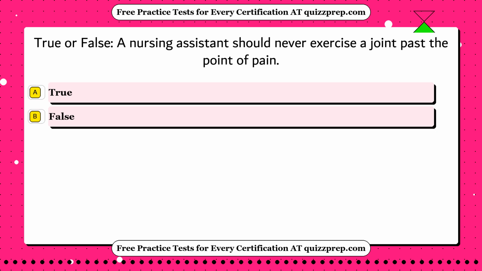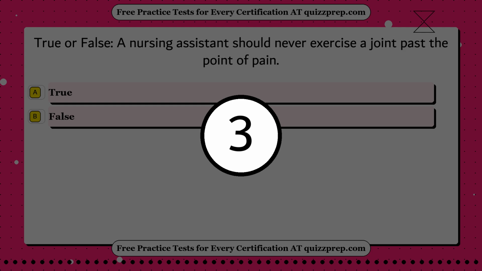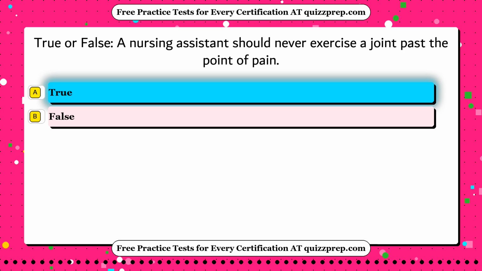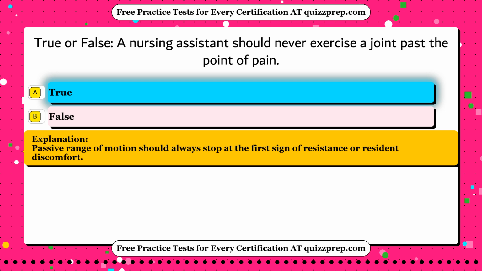Question 52. True or false, a nursing assistant should never exercise a joint past the point of pain. Option A, true. Option B, false. The correct answer is option A, true. Passive range of motion should always stop at the first sign of resistance or resident discomfort.